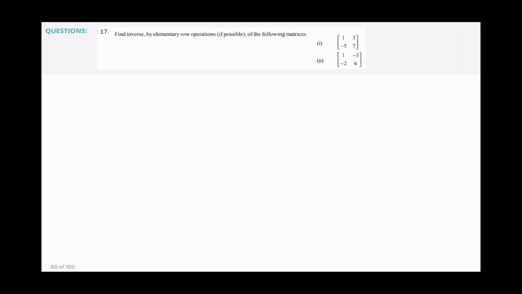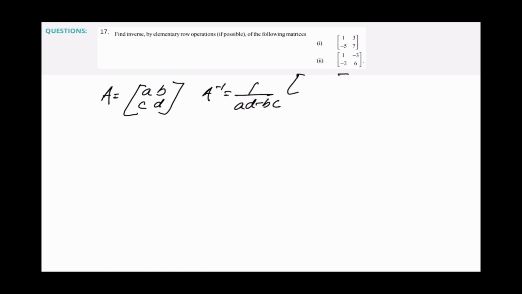Next question. Find the inverse by elementary row operations. We won't do elementary row operations because in the exam for the KCET part, we don't need them. We'll remember the formula or we'll do option checking. So what is the formula? If we have matrix A as a, b, c and d, then A inverse will be nothing but 1 by ad minus bc into the adjoint: change the principal diagonal and interchange the sign of the off diagonal. Okay, now this is the answer.